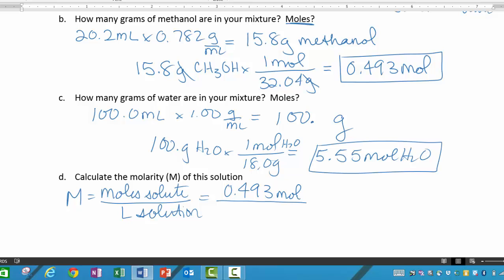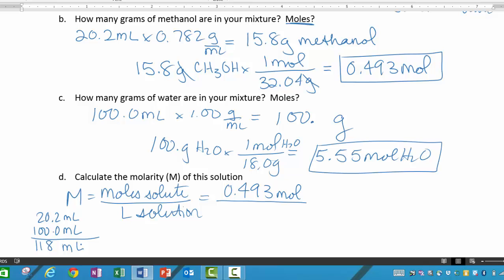This one might seem a little bit weird because if you look at the information you're given, they tell you that you have 20.2 mL of methanol and 100 mL of water. So you might be tempted to just add those up to get the total volume. But they also tell you the total volume of the solution is 118 mL. And that might seem odd, like those values don't add up.